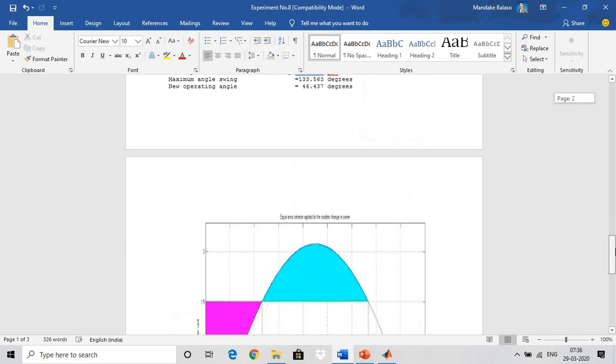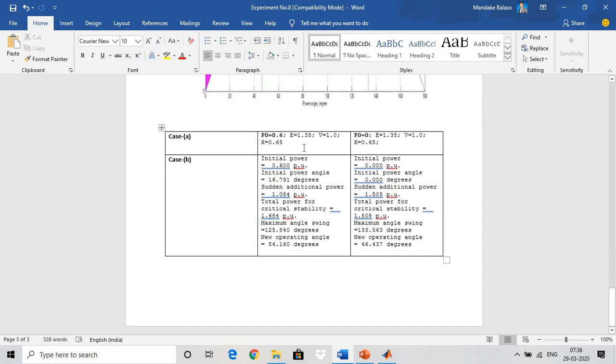So by using the MATLAB software we have obtained the equal area criteria for both cases. If we go through the comparison, it is clear that in the first case the initial power is 0.6, in the second case the initial power is 0, and the remaining parameters are the same. If we plot the equal area criteria, it is observed that in the first case, where the initial power is present, the initial power angle is more as compared to the second case, the sudden additional power is less as compared to the second case, the total power for the critical stability is more, and the maximum angle swing is less as compared to the second case, whereas the new operating angle is more as compared to the second case, where the initial power is 0.